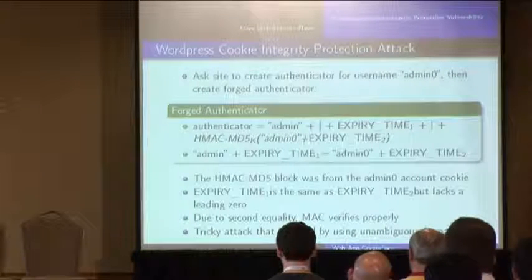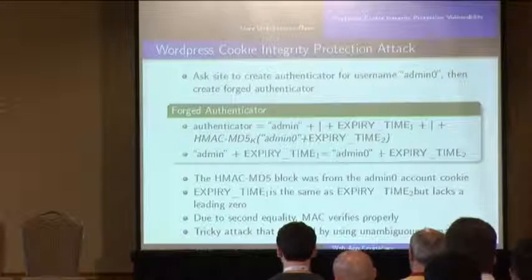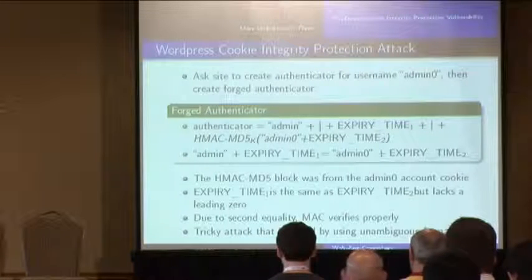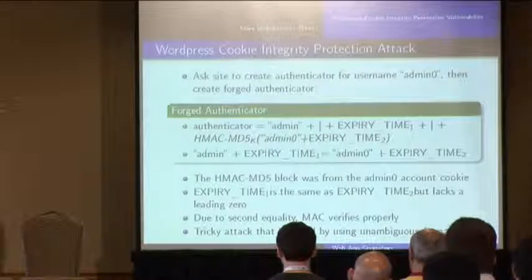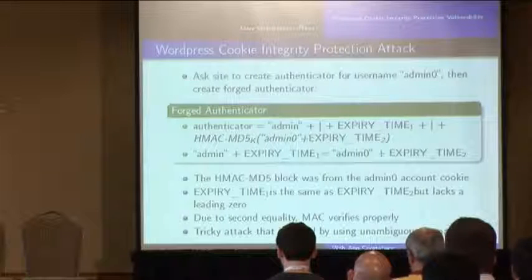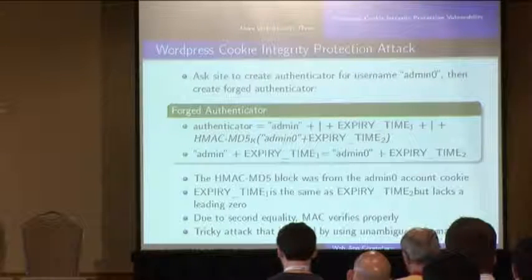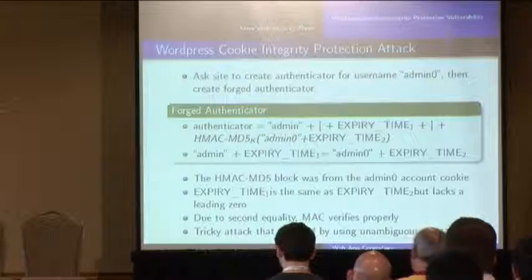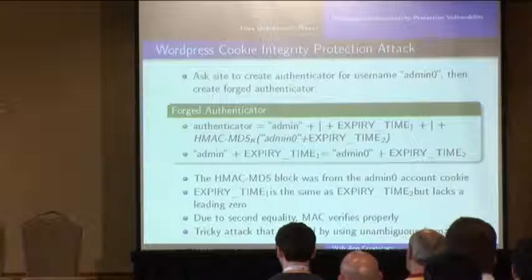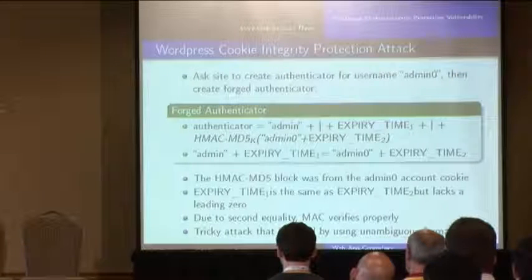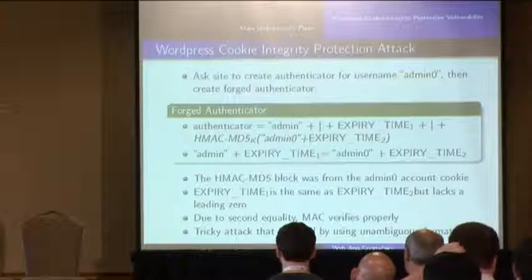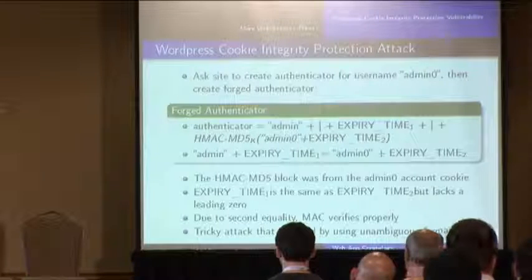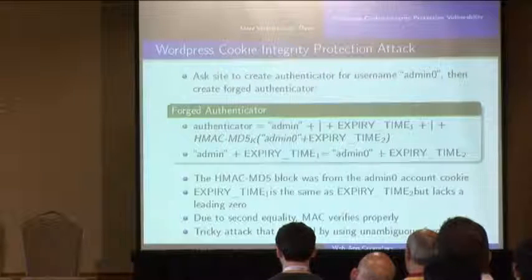And then they created this forged authenticator, basically a valid authenticator for the user admin zero. And the gist of it is that when it was being parsed by PHP, that zero became part of the expiry time, and it was ignored as a leading zero. So then they were able to use this cookie to log in as admin. And it's pretty clever, really, really clever.